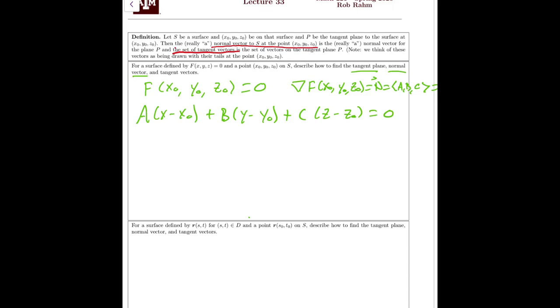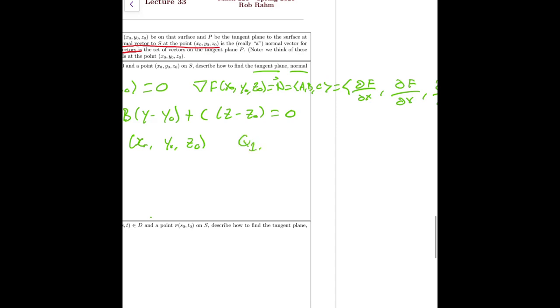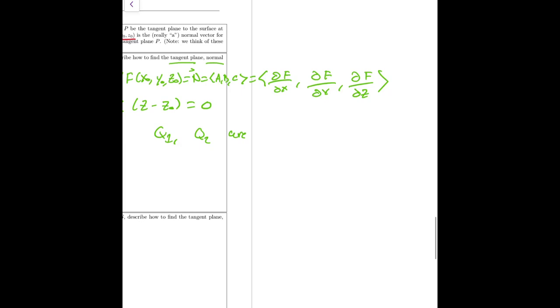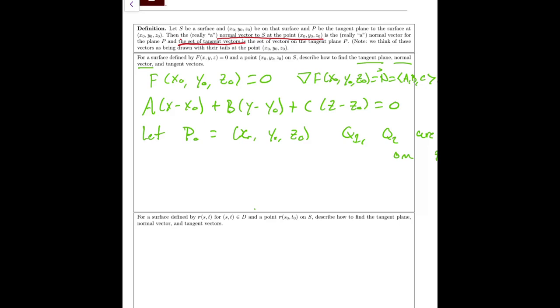And now we want to find tangent vectors. Okay, so how can we do this? Well, let P0 equal the point (x0, y0, z0), and let's say that Q1 and Q2 are any two points on the plane. They're not the same, and neither one of them is equal to P0. Then the vector v1, the vector P0Q1, and the vector v2, P0Q2, are two tangent vectors. And they're not parallel to each other, so they're two different tangent vectors.